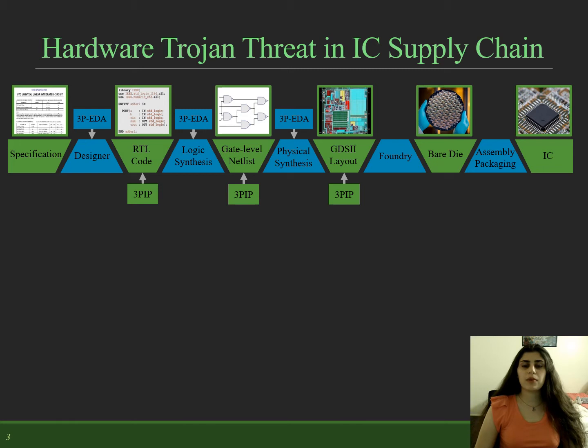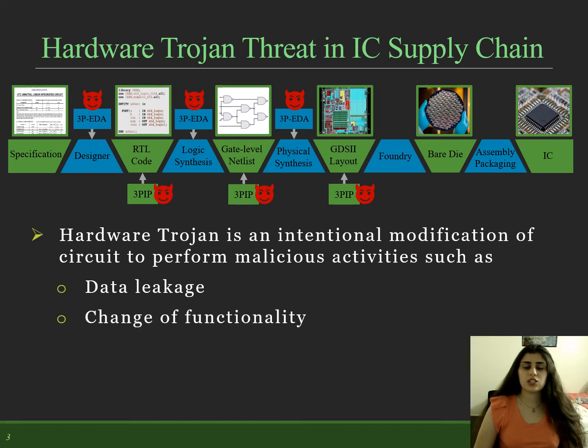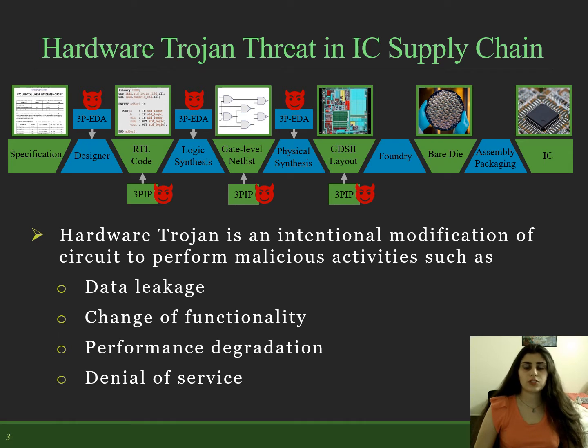Because of outsourcing many of these processes and also using third-party EDA tools and IPs, the whole IC supply chain is vulnerable to the threat of hardware Trojan insertion. A hardware Trojan is an intentional modification of the circuit, done by rogue entities in order to carry out malicious activities in the chip, such as leaking sensitive information, changing the functionality of the chip, degrading its performance, or denial of service.